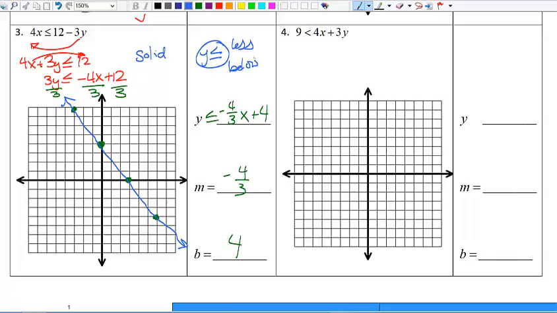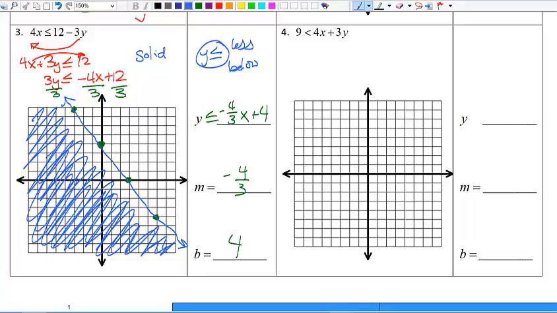And y is less than says I need to shade below the line. Which means everything in the shaded region is a solution to the inequality. If you choose any point on the shaded side and plug it in, it should work.